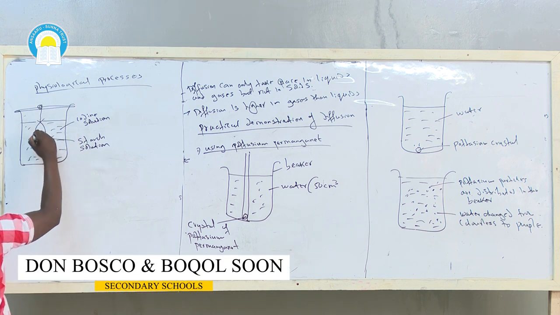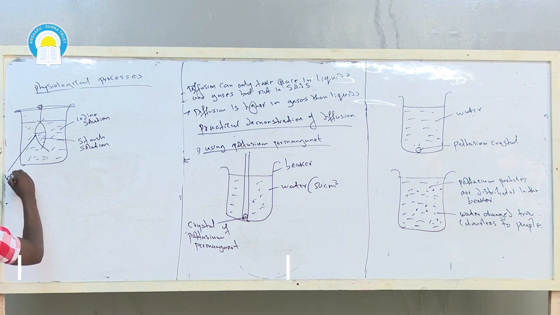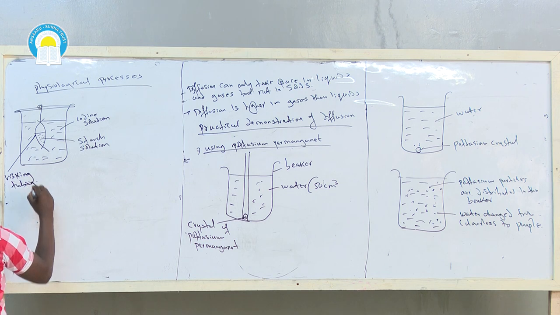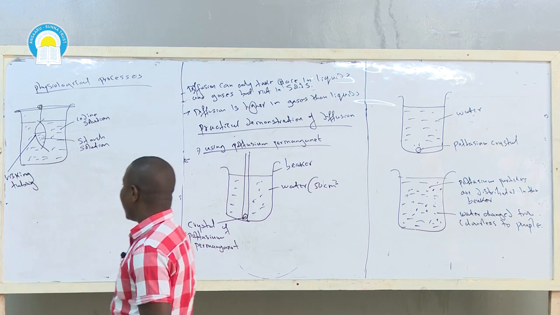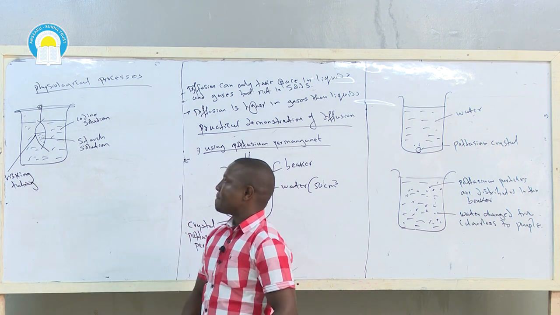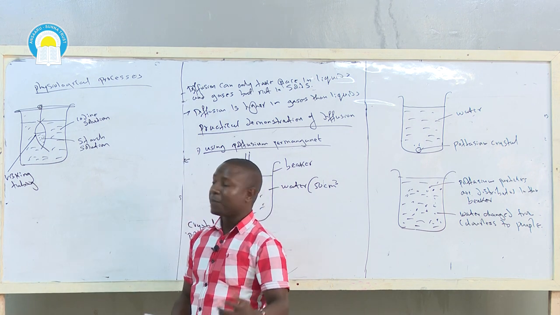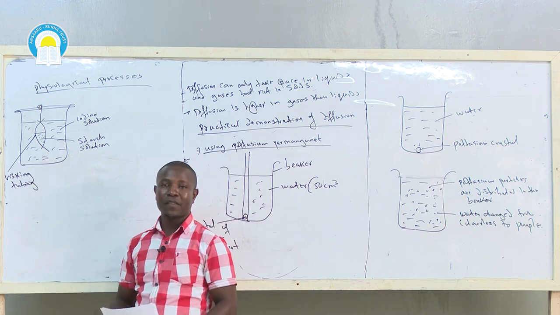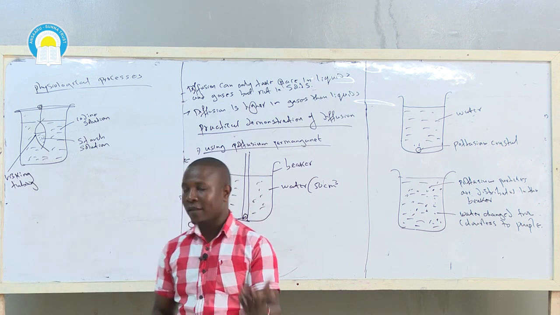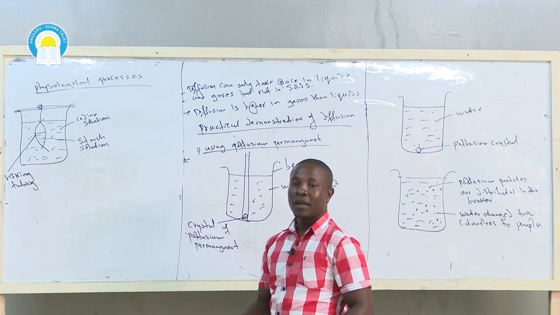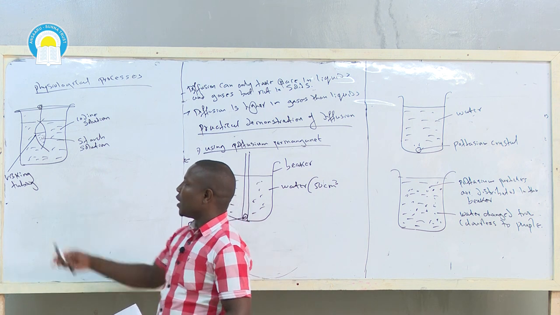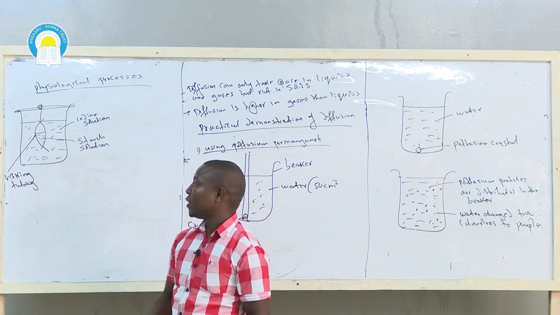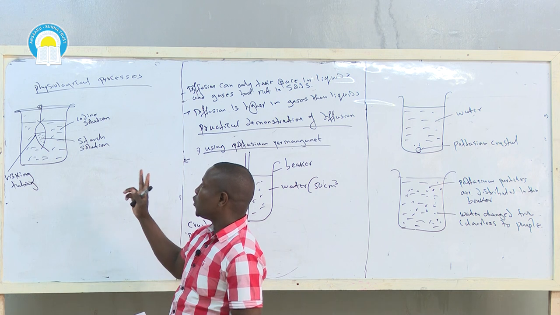This is what we call visking tubing. And the visking tubing here acts as the cell membrane. It represents the cell membrane. The only difference between the visking tubing and the cell membrane is that the cell membrane is found on a living cell, while a visking tubing is what? Non-living.